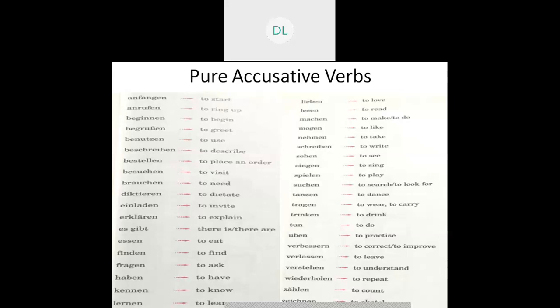If you pay attention to these verbs, for example besuchen, to visit: I visit. What do you visit? Which place do you visit? Or, finden, I find the table good. So they definitely require an object. So these are the pure accusative verbs.